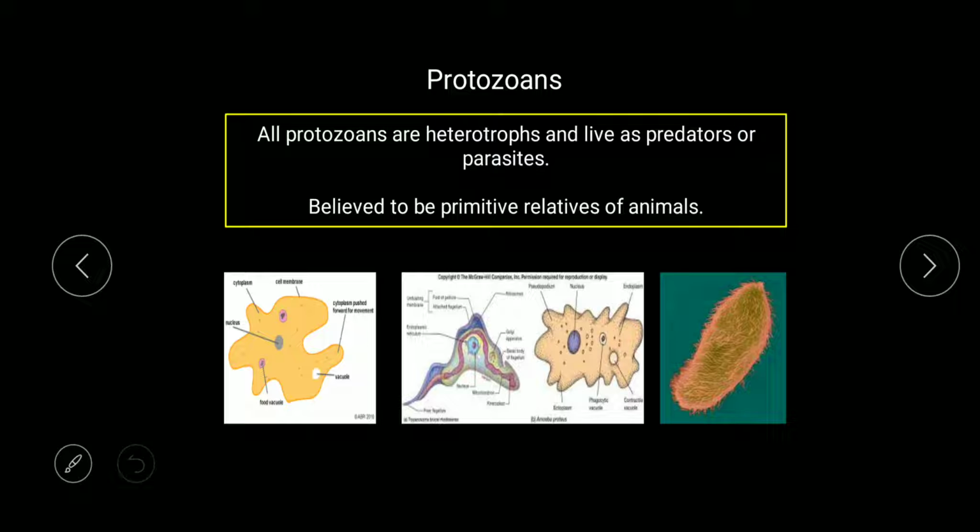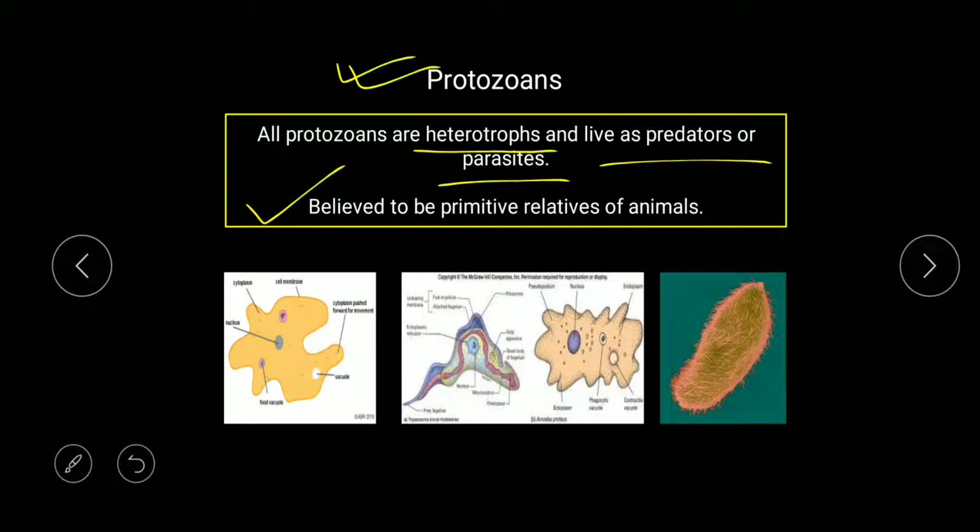Next we talk about the protozoans. Protozoans are heterotrophs and they live as predators or parasites. These protozoans are believed to be primitive relatives of the animals. Now remember this important statement: they are believed to be primitive relatives of animals, not advanced. Sometimes in a statement you find that they are advanced relatives of animals, then it becomes an incorrect statement. The correct one is primitive relatives of animals.